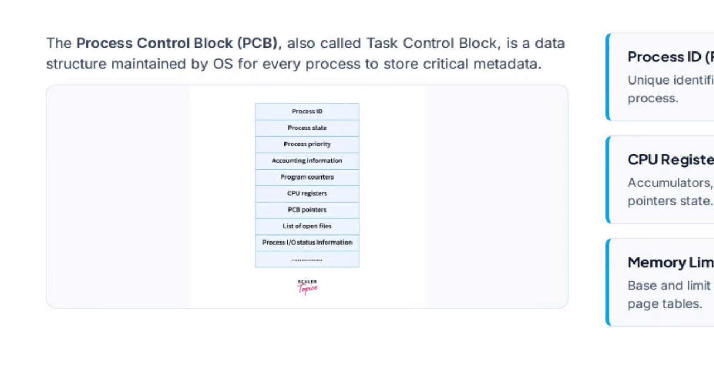Suppose a process has its process ID, process state, program counter, CPU registers, memory information, and scheduling information. Suppose Chrome is running as a process. The operating system maintains a PCB containing important information about the Chrome process. All this information is recorded and maintained by the operating system for the process.